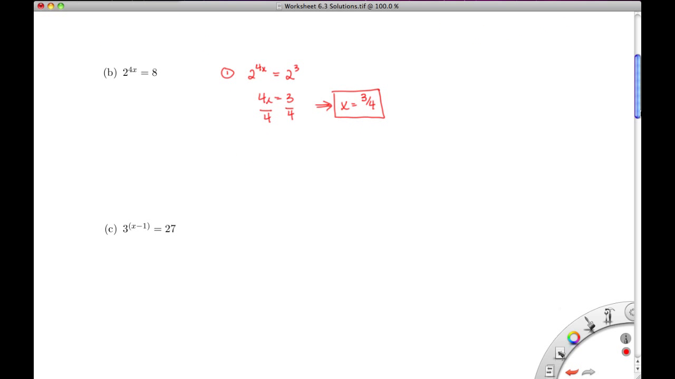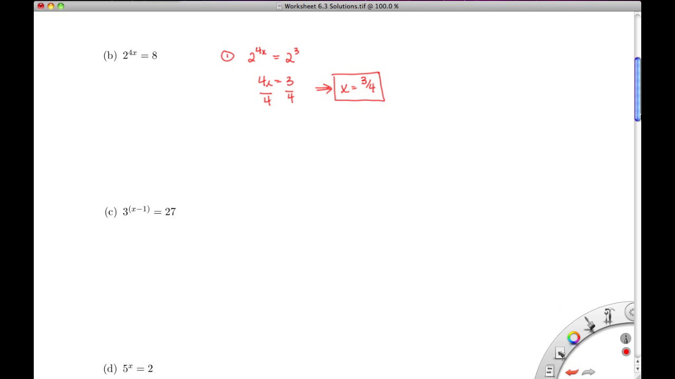All right, so for part C, we've got 3 to the power of x minus 1 is equal to 27. So can we write 27 as 3 to the power of some number? Yes, because we know that 27 is 3 cubed. So we can use our first option, and we can say 3 to the power of x minus 1 is equal to 3 cubed, because we know that 27 is just 3 to the power of 3. Which means that x minus 1 has to be equal to 3. We add 1 to both sides, and this gives us a solution that x has to be equal to 4.